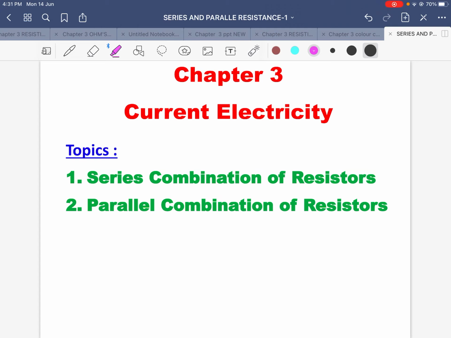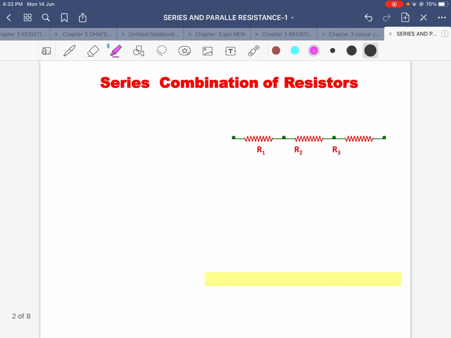Hello students, after watching today's video, you will be able to understand the concept of series combination of resistors and parallel combination of resistors, and you will learn how to calculate the equivalent resistance if resistors are connected in series or parallel or series and parallel combination. So let us start with the first topic, that is series combination of resistors.